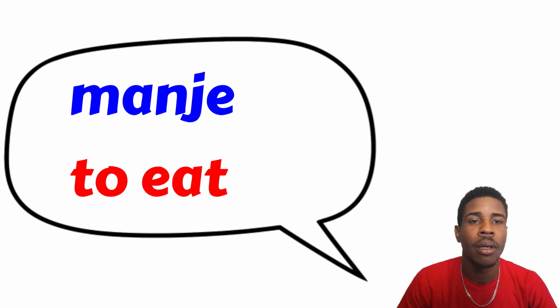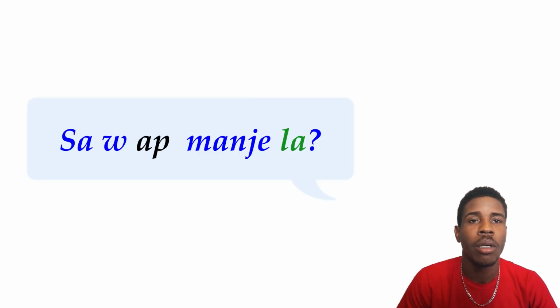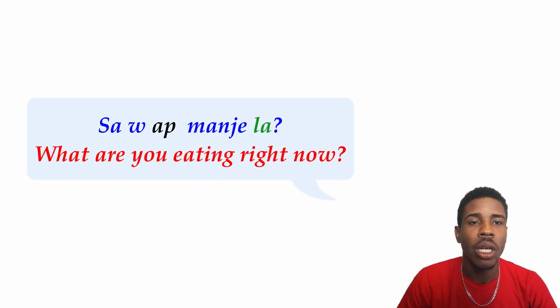Manger. To eat. Example: Sa w ap manger la? In this sentence, we have ap, which is used to talk about progressive actions, and we have la, which is used to emphasize in this moment. So the perfect translation would be, what are you eating right now?